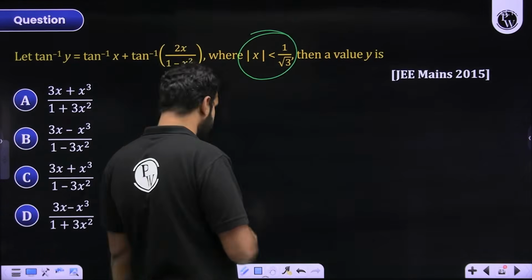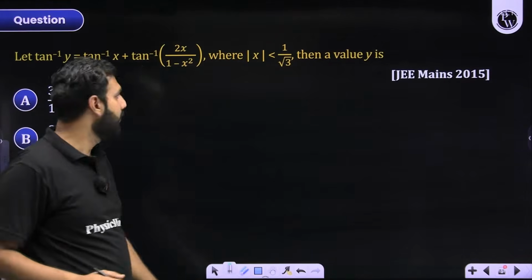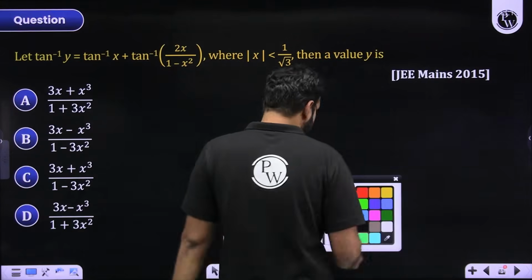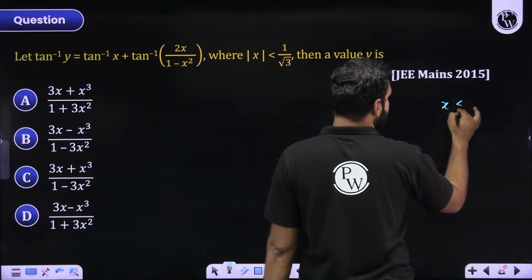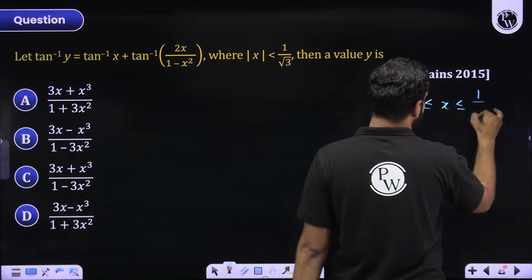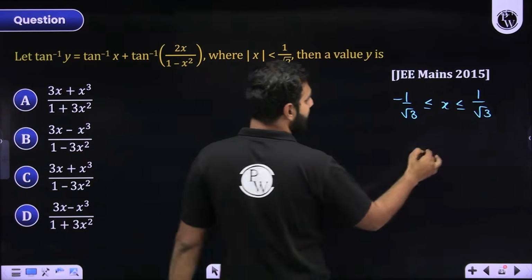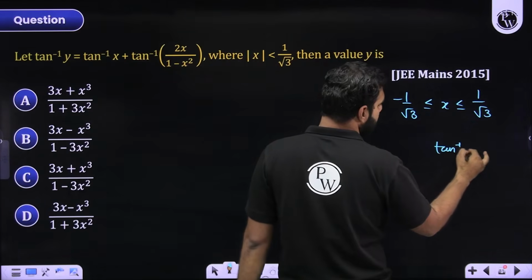Why? Let me try and tell you. When somebody says that mod x is less than 1 by root 3, what does it mean? Are they not saying that x is between minus 1 by root 3 to 1 by root 3? If I take tan inverse on both sides, so what are they trying to give you?